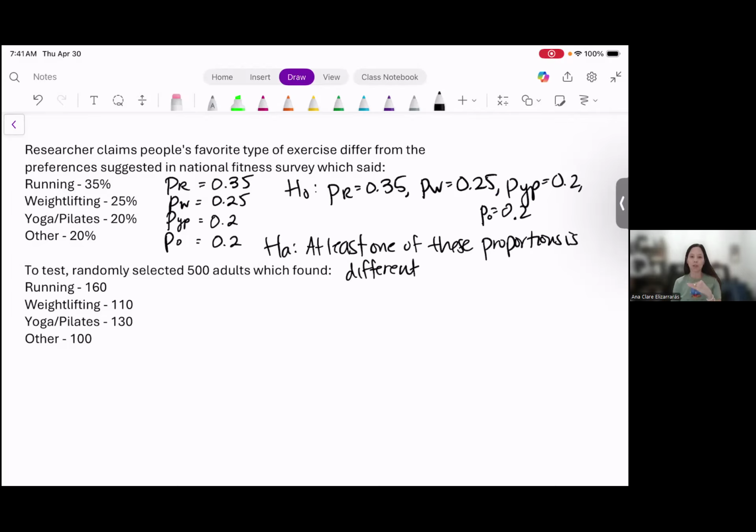That's using the proportions that are given, and then our alternative is that at least one is different. Another way to do this is to just use words for both, which is the direction that we will go for our examples. So the null hypothesis would be that the distribution matches what the National Fitness Survey says.